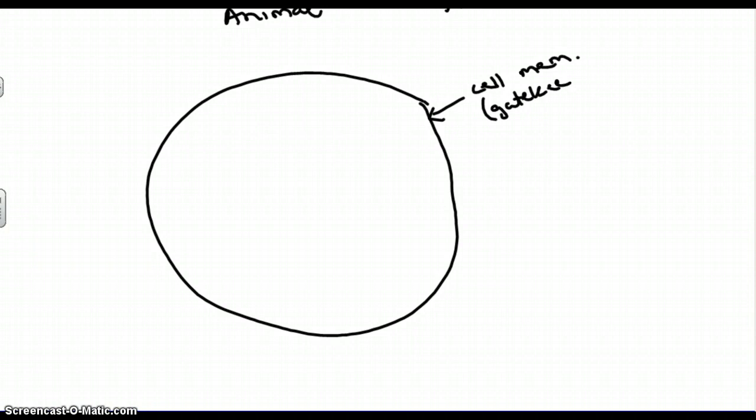And what a gatekeeper does is prevent certain molecules and substances from entering the cell, while it allows other substances to get in without a problem. So that is what a cell membrane does. It controls the entrance of substances.